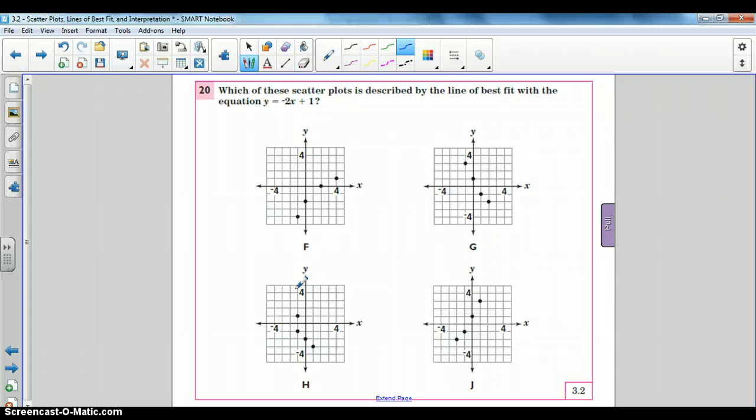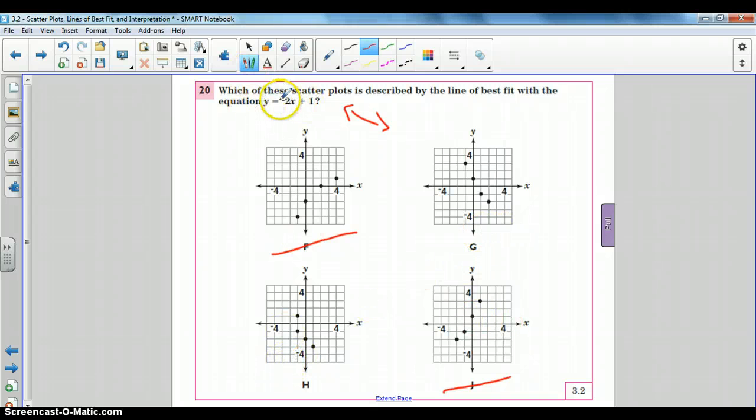Which of the scatter plots is described by the line of best fit of the equation y equals negative 2x plus 1? So this is our starting point, our y-intercept at positive 1, and our slope is negative. So remember, negative lines look like this. So we can already get rid of 2 of your answers. We can get rid of F because that's a positive line, and we can get rid of J because that is also a positive line. So now we're in G and H.